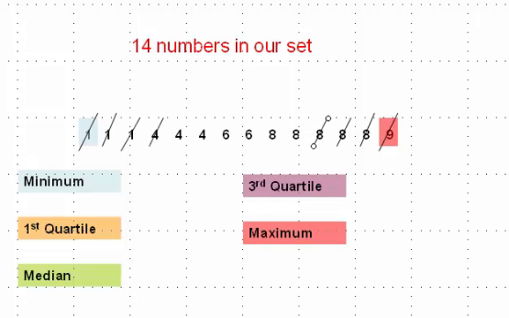Getting closer. Alright, I can almost see it. Okay, almost there. Alright, we did it. There are two numbers in the middle. Two sixes, in fact. Let me circle them.